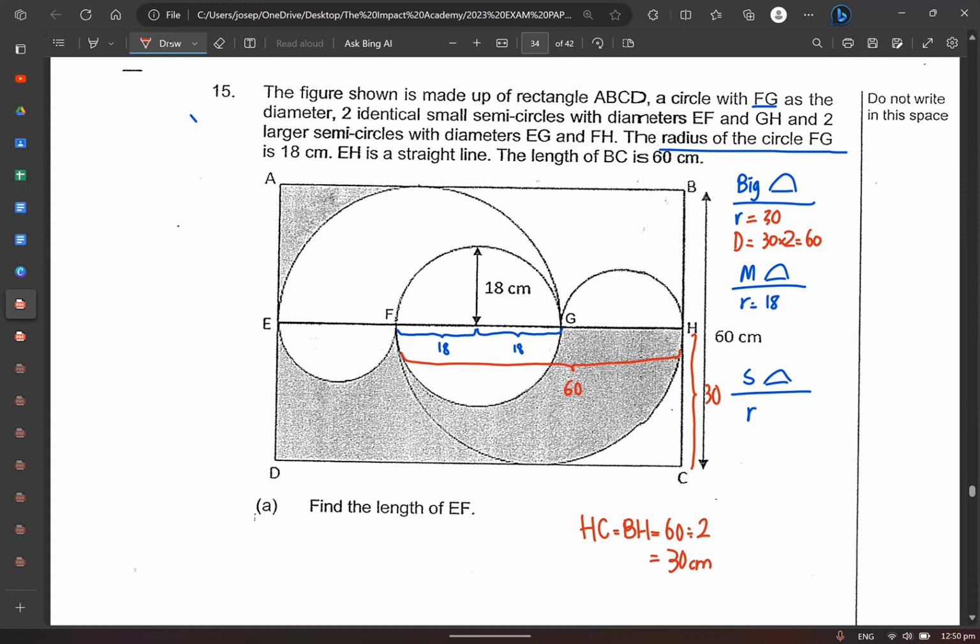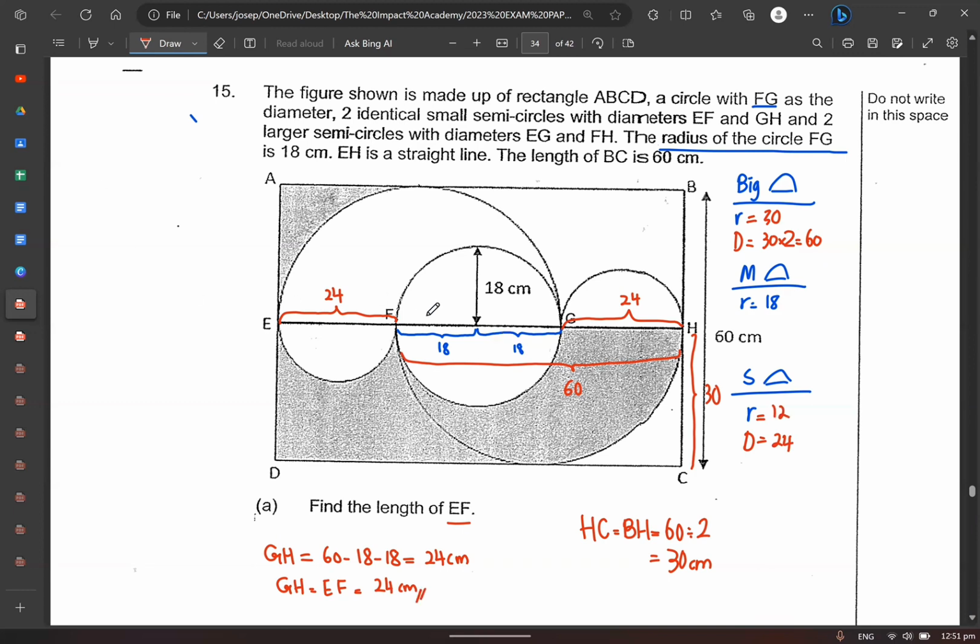Now, the question wants us to find EF. EF, which is over here, is the same as GH, so I'll just use GH first. GH is equal to 60 minus 18 minus 18, which gives me 24 cm. Since GH is equal to EF, EF will also be 24 centimeters. Quickly write down that this is 24 and this is 24. For our small semicircle, the diameter is 24, so the radius has to be 12. That is the first part, and we are done with this.